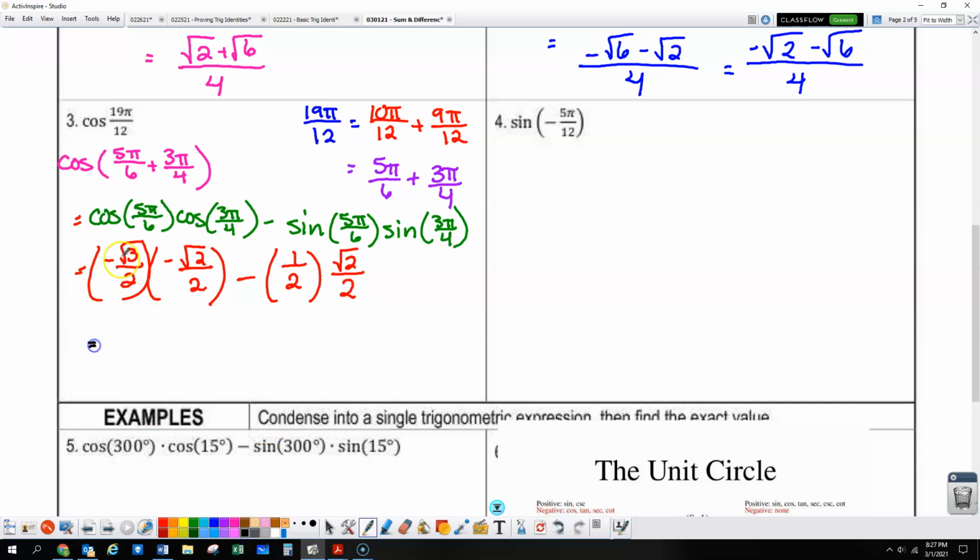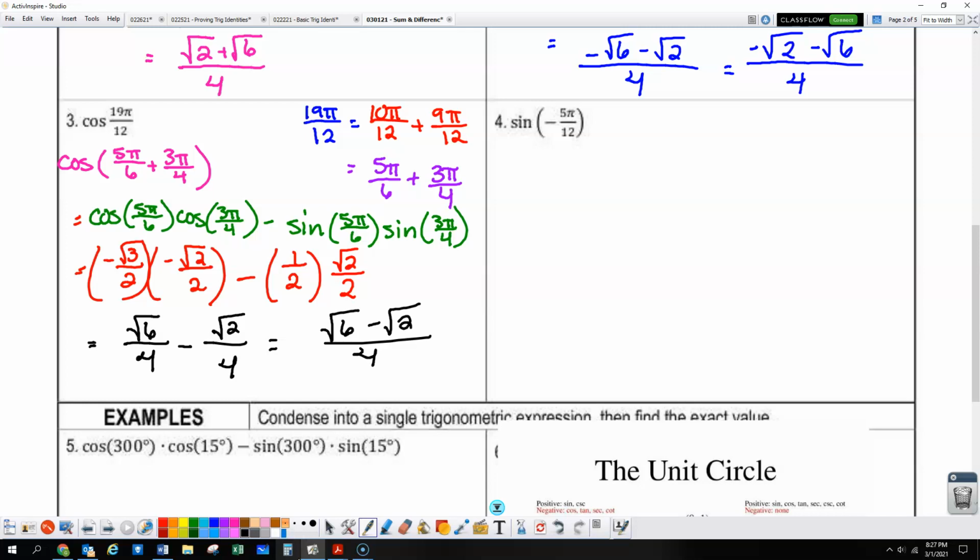And then last little bit, negative square root of 3 times negative square root of 2. So negative times the negative is positive. That'd be square root of 6. And then 2 times 2 is 4. Minus 1 times the square root of 2 is just the square root of 2. And 2 times 2 is 4. So this simplifies to be square root of 6 minus the square root of 2 over 4. Okay. Now go ahead and try number 4.